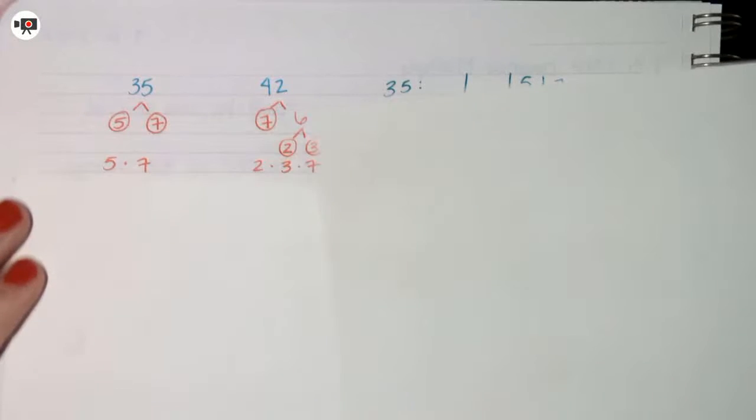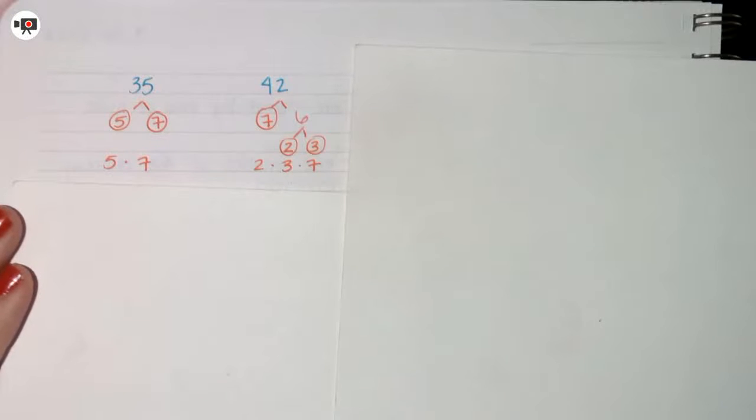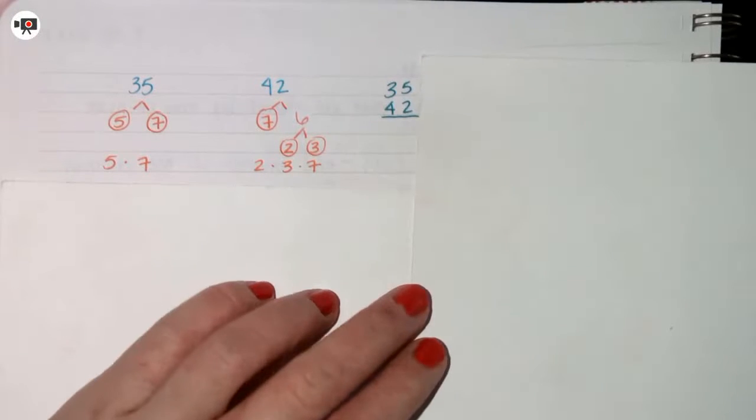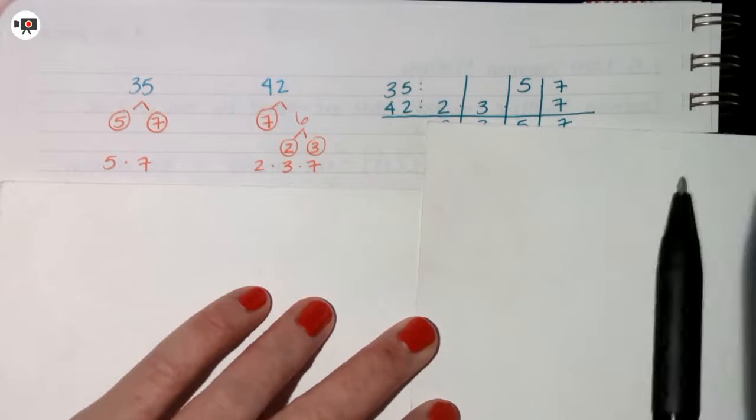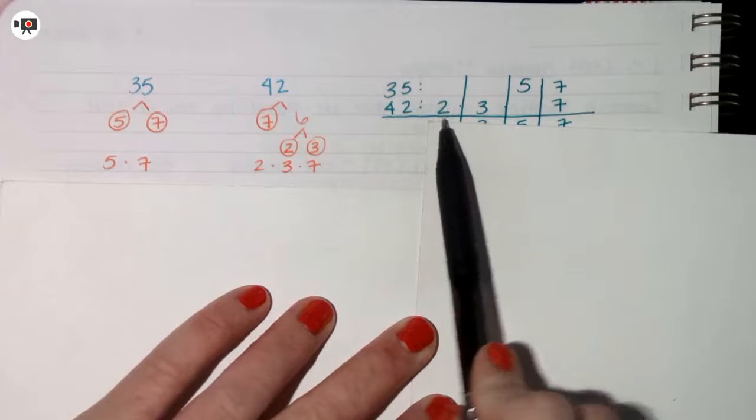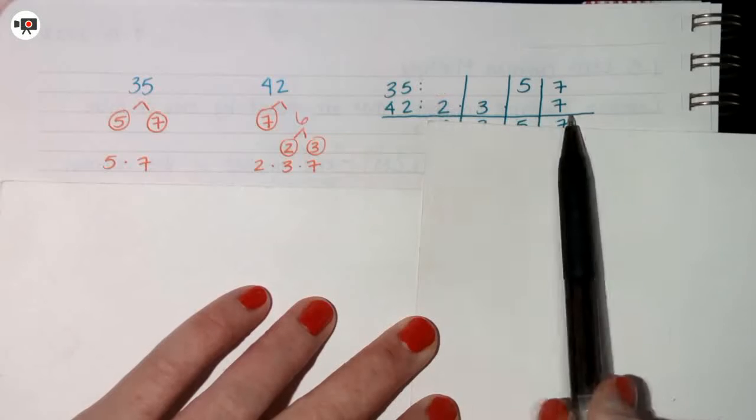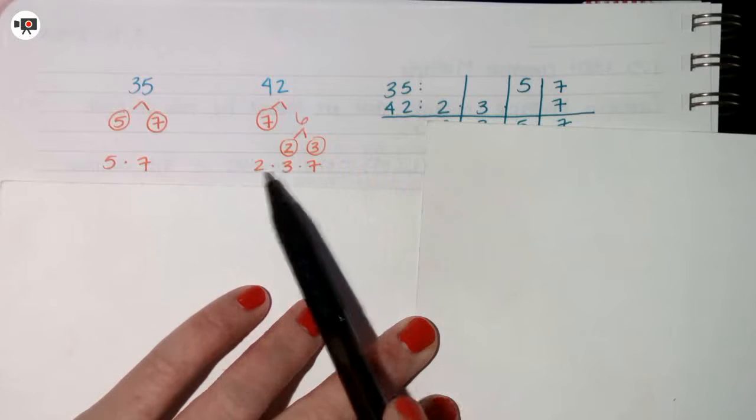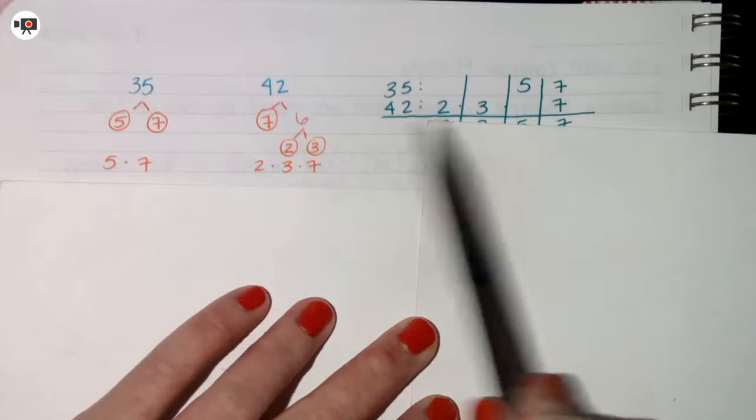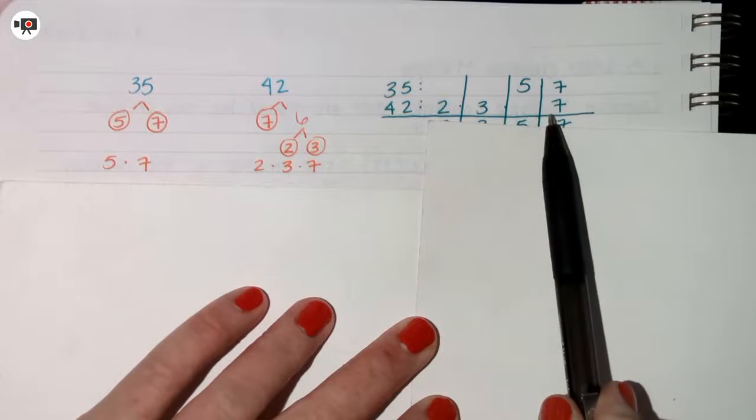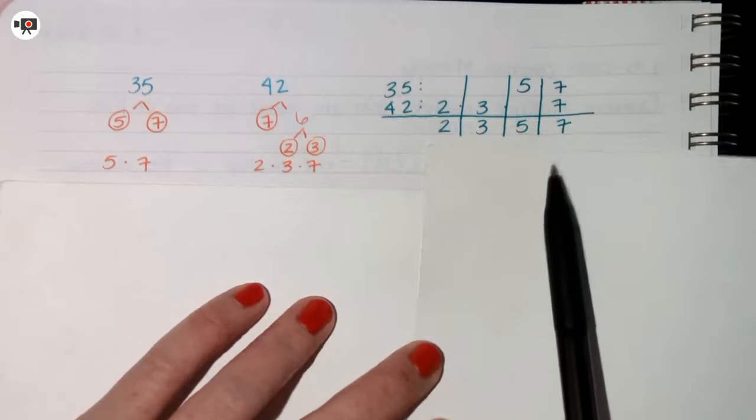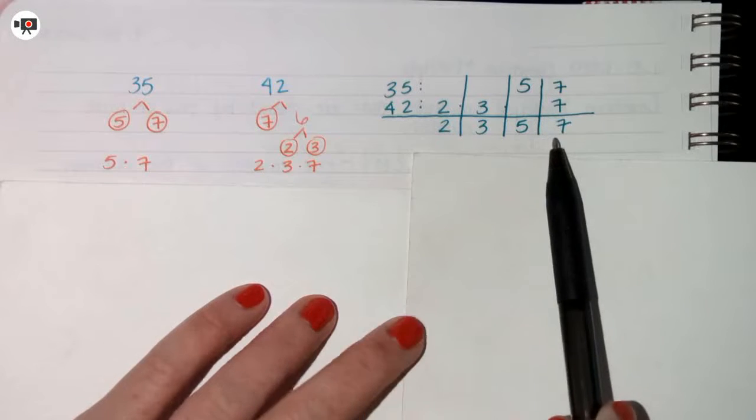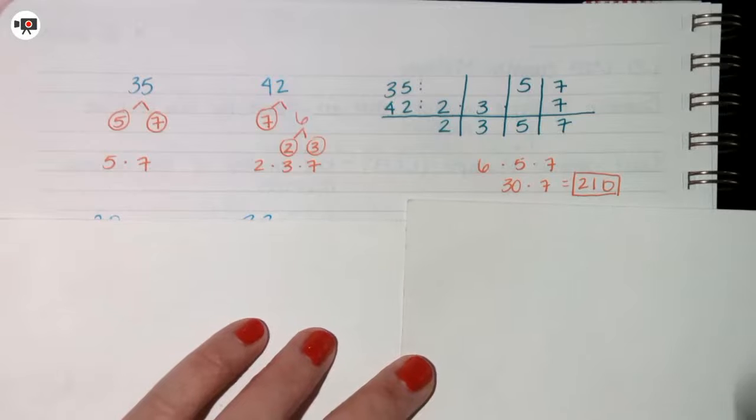Now for 35 and 42, prime factorizations are 5 and 7, and 2, 3, and 7. Make your line for 35 and your line for 42. It's best if you can write them all in order. So for this one, I would start with 42 because it has smaller numbers. 2 times 3 times 7. Leave a spot because they do not share 5, but they share 7. Then I have 2 times 3 times 5 times 7 to make 210.